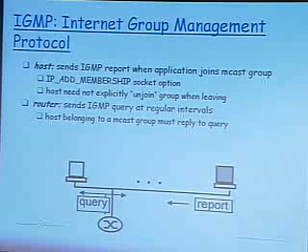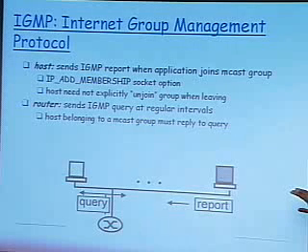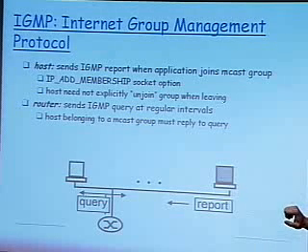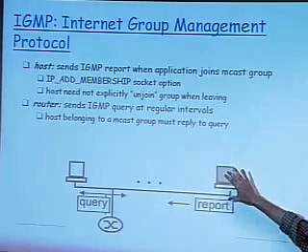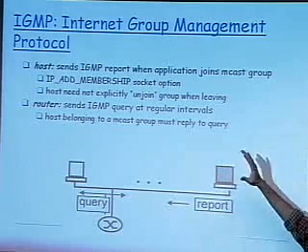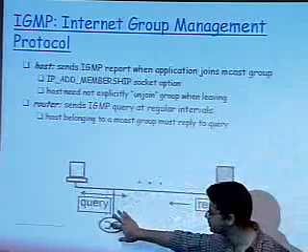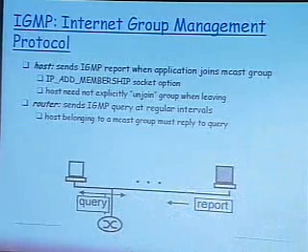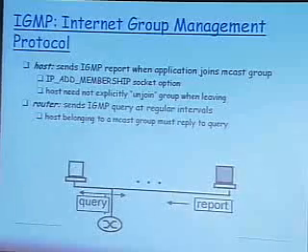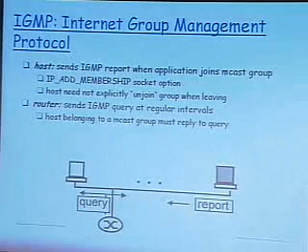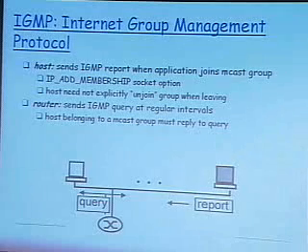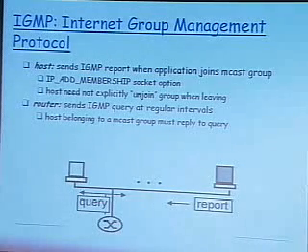So in IGMP, a host will send an IGMP report when it wants to join a particular multicast group. So this host now decides I want to join the multicast group corresponding to address 224.x.y.z. That message is sent to the router. Now the router knows that one node on my local network wants to join a particular multicast group, and the operation of IGMP is soft state.